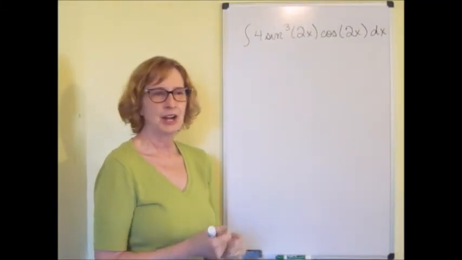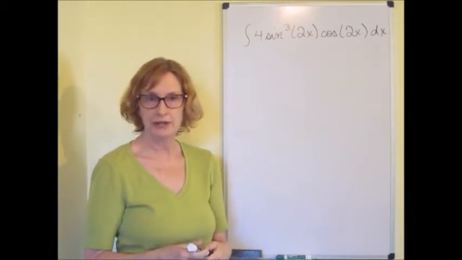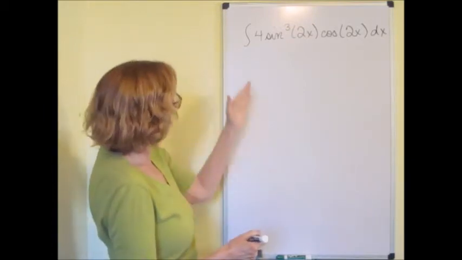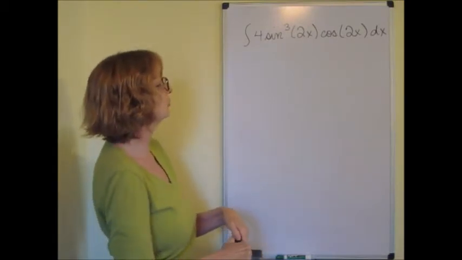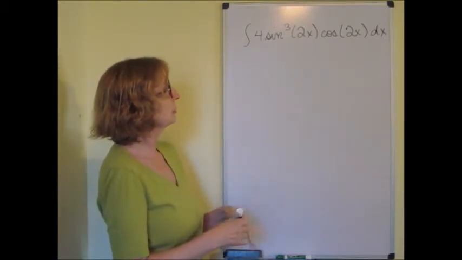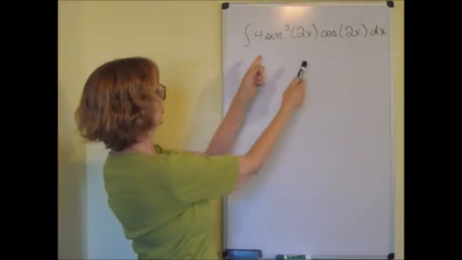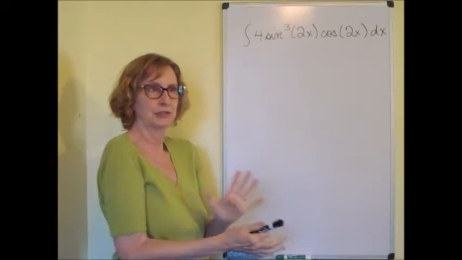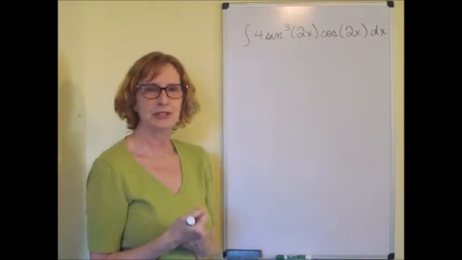Hello class, we're going to do some problems here from section 5.5a. So here's one integral we're going to try to do: 4 sine cubed of 2x times cosine of 2x dx. If we look at the integral formulas, we definitely don't have a direct integral for this. We have to use a u substitution.